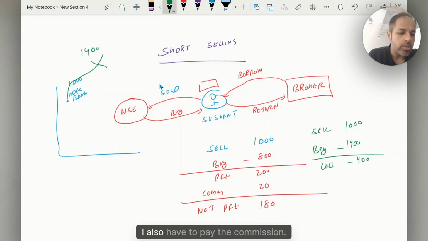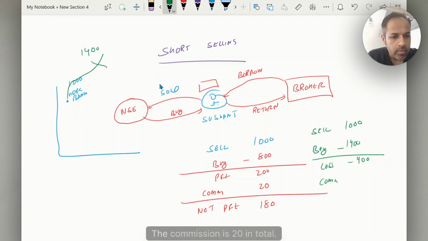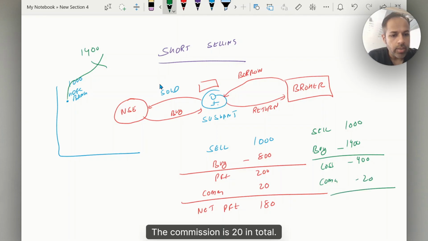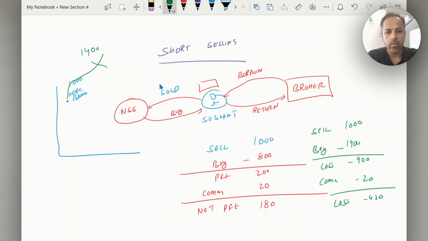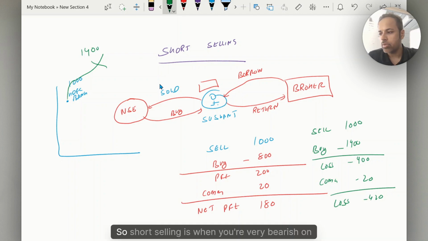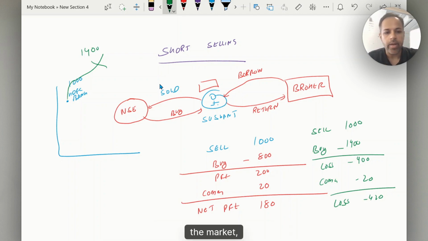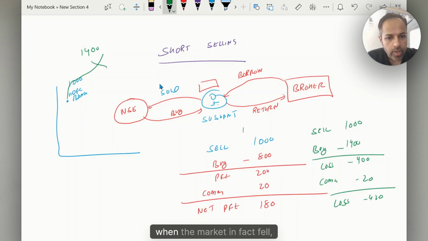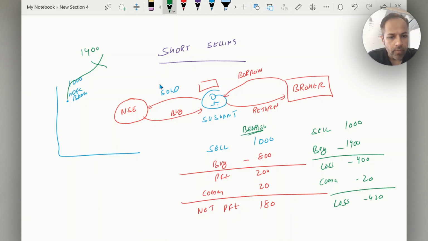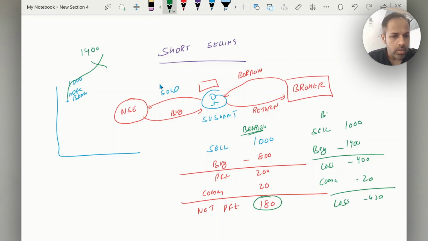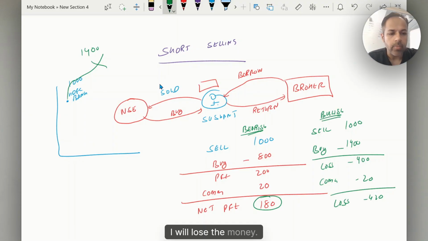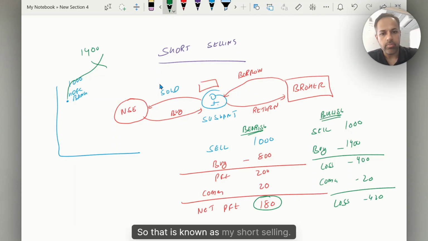Apart from that, I also have to pay the commission. The commission is 20. In total, I suffer a loss of minus 420. This is my short selling. Hopefully this part is okay. So short selling is when you're very bearish on the market, you are betting. When the market in fact fell, I make a profit of 180 rupees. But if the market goes bullish, in that case, I will lose money. So that is known as short selling.